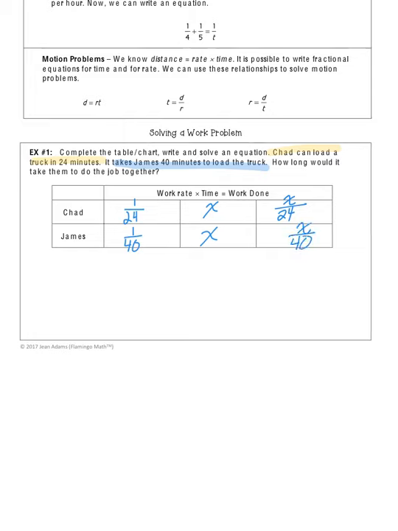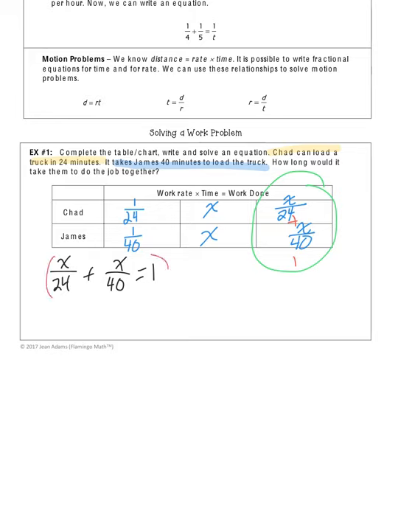Then to get our equation to solve, typically we're going to use this. This is the amount of work done by Chad. This is the amount of work done by James. Together, if I add them together, they will equal one whole job. So my equation to solve is going to be x over 24 plus x over 40 equals one whole job.